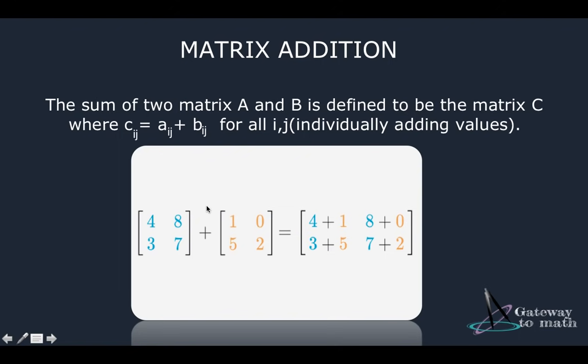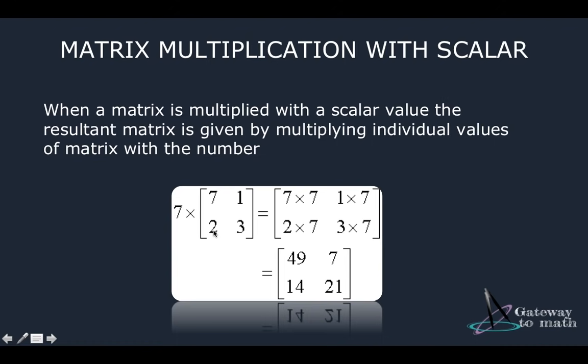Matrix addition, we can add two matrices with an element by element operation. So 4 is the entry on first row first column of one matrix and 1 is the entry on first row first column of the other. So we add the two. Similarly 8 and 0, 3 and 5, 7 and 2. So we're just individually adding all the entries at the same index. That's pretty much it for matrix addition.